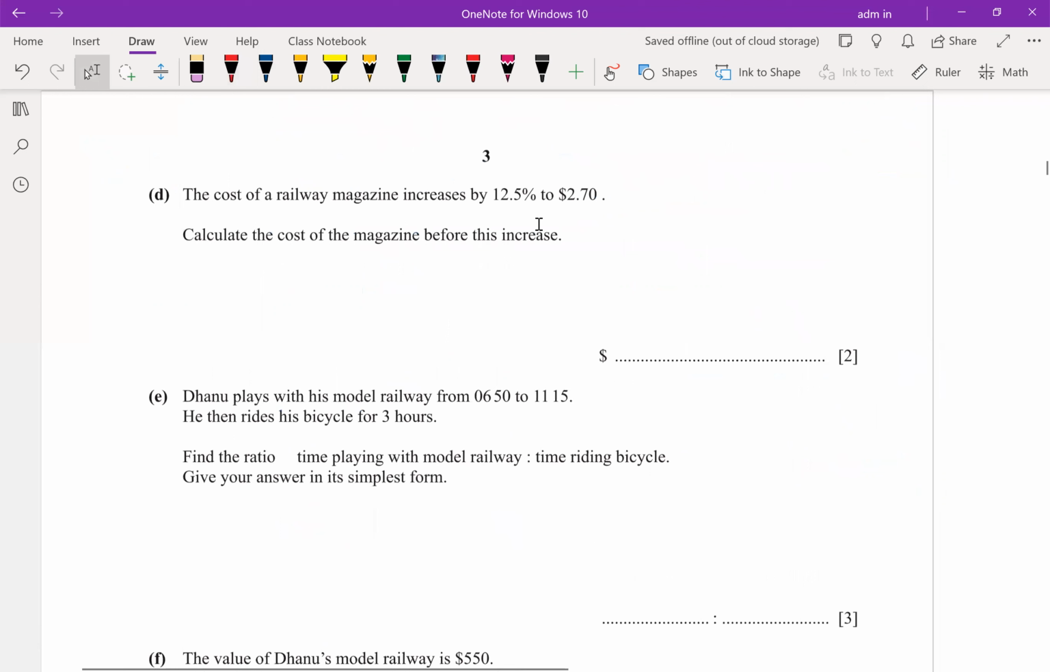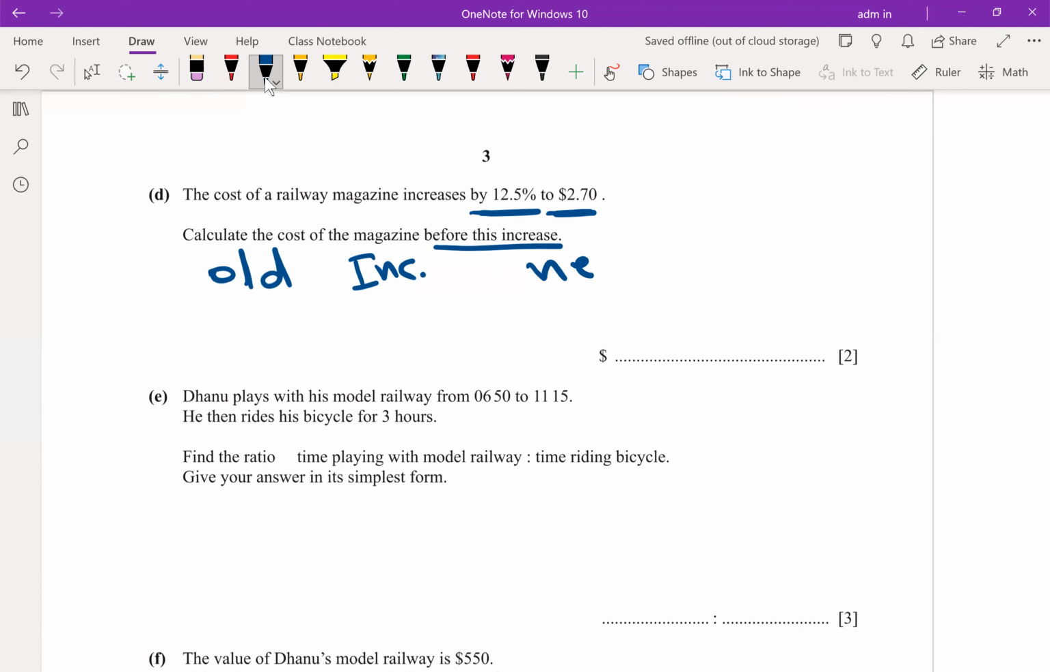Part D. The cost is increased by 12.5%. Find the cost before. Do you remember this method? Old, increase, new. The old is 100, the increase is 12.5. So the new will be what?